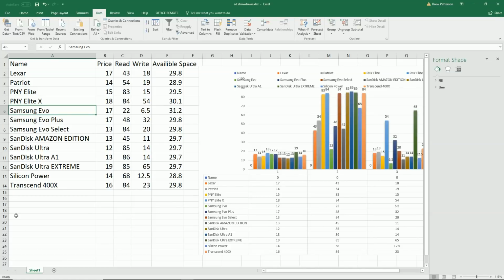Whether you're buying a micro SD card for a GoPro, a camera, a Raspberry Pi, the Nintendo Switch, you're going to want to see this.